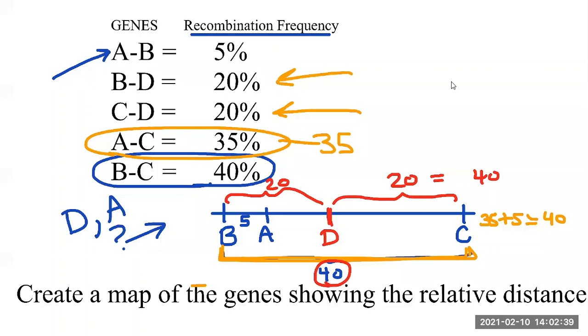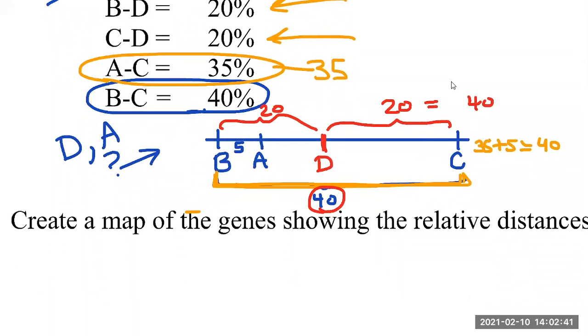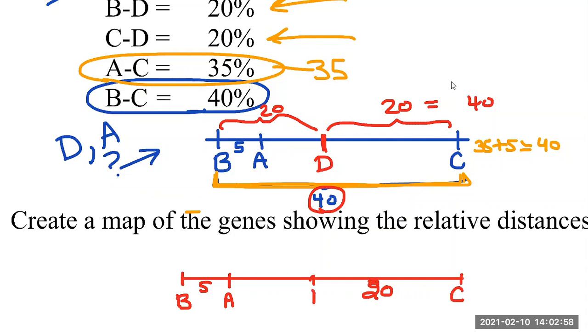So my answer, now I'm not going to ask you to make a map. Technically on the AP exam, I suppose it's possible. They could actually ask you for a map where you would have to do this and put the distances. B is 5 units from A. D was 20 units here from C. And then if you had to figure it out, what would be the distance between A and D? Which they didn't give us.